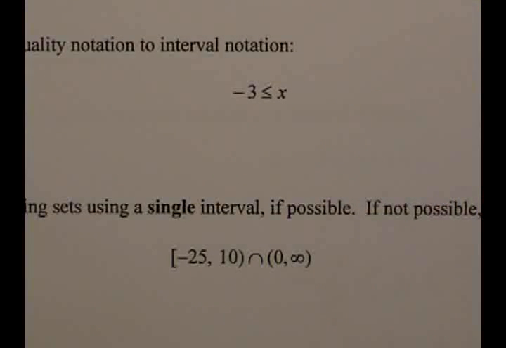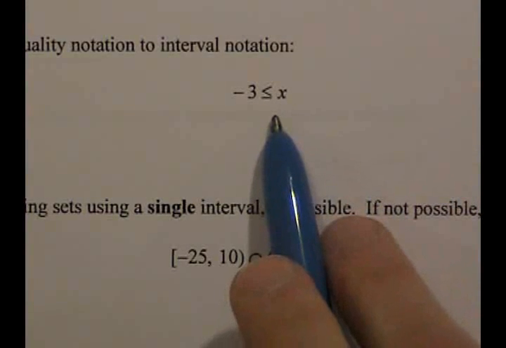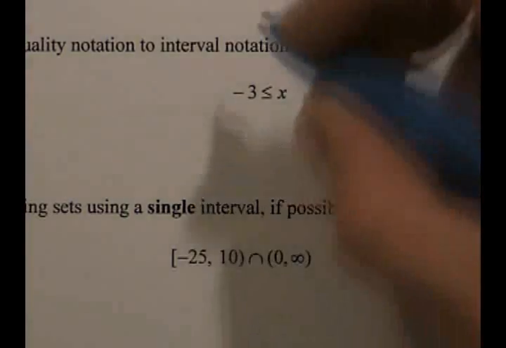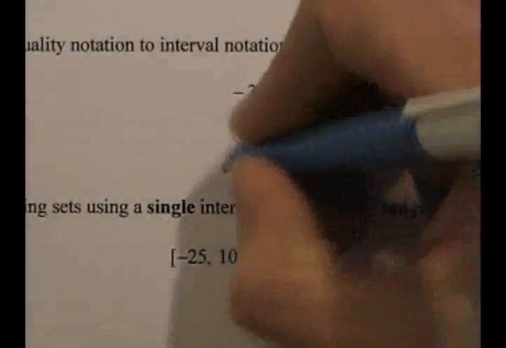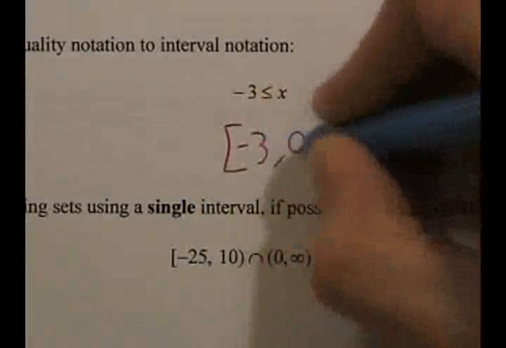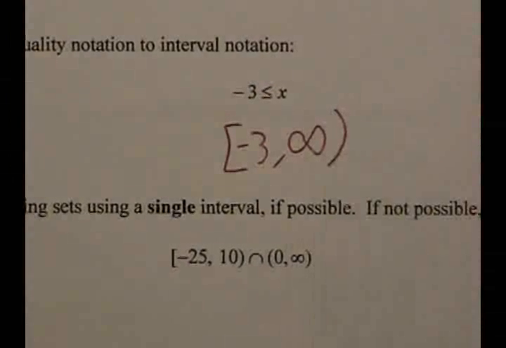The second one says x is greater than or equal to minus 3. So that would be minus 3, comma infinity. Right? X can be anything greater than or equal to minus 3.